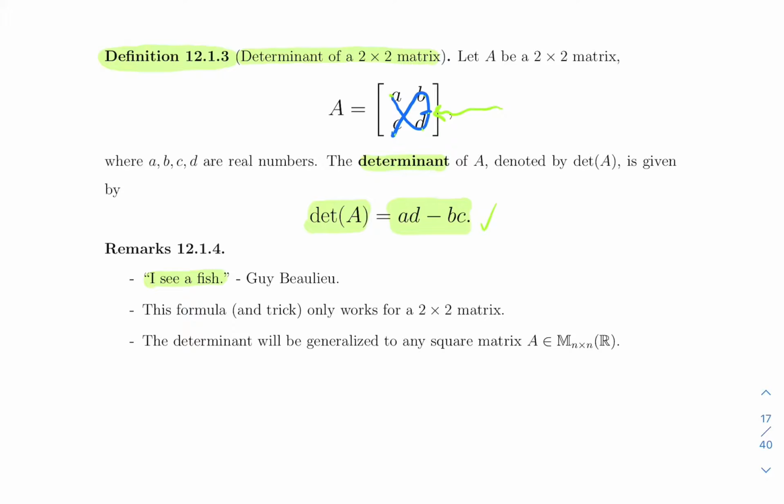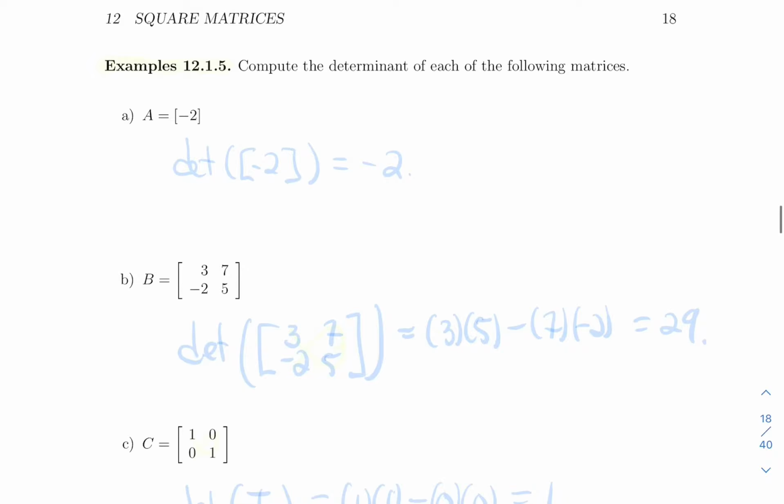So let's just do some examples right away. So here we go, a bunch of examples. Let's compute some determinants. So if you compute the determinant of the 1 by 1 matrix minus 2, you're just getting the number out. So this is my only example that I do a 1 by 1. I will not ever do a 1 by 1 example again.